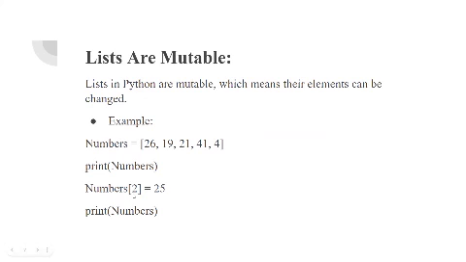Using indexing, we are going to change an element in the list. Here we see numbers[2]. Numbers is a list. We are specifying the index position in the list, numbers[2] = 25. What is the value at index position 2? Indexes are 0, 1, 2, so 21 is going to change into 25. Print numbers. Let's see the output.